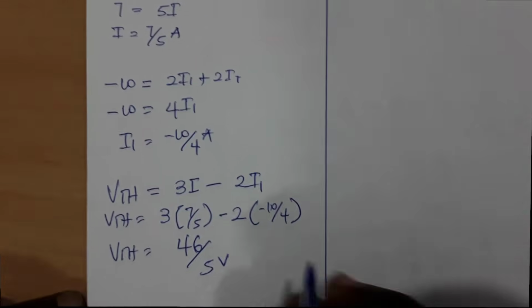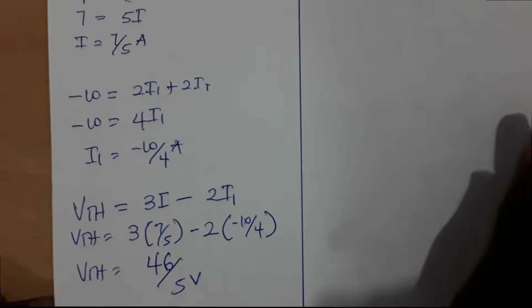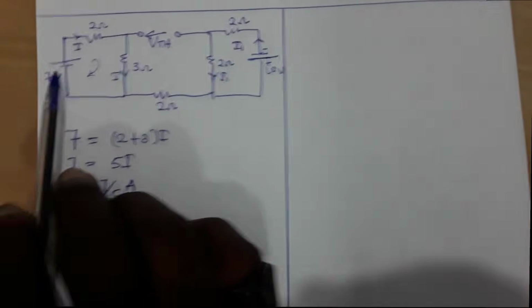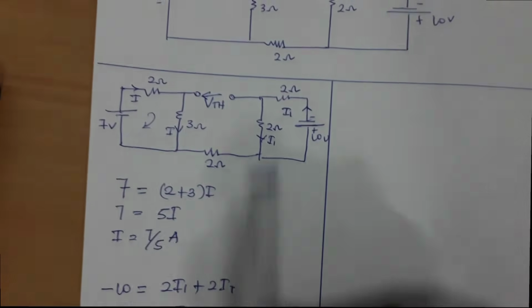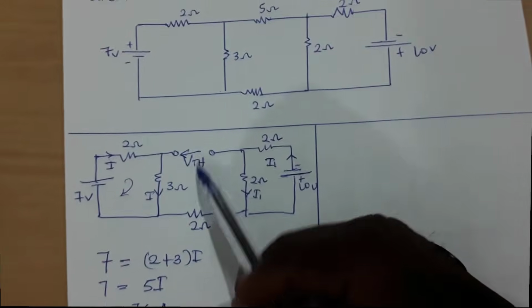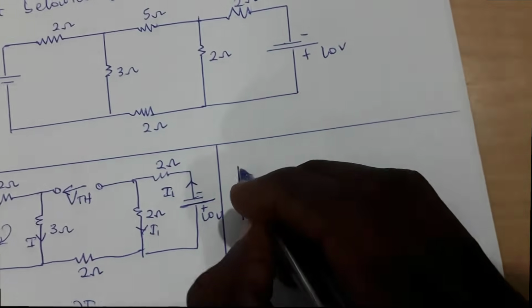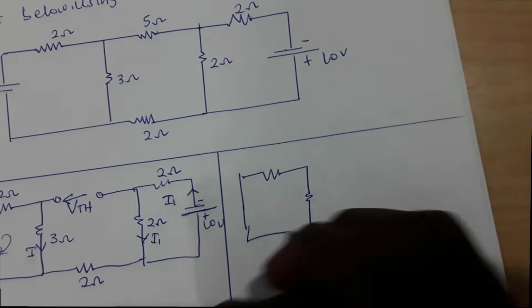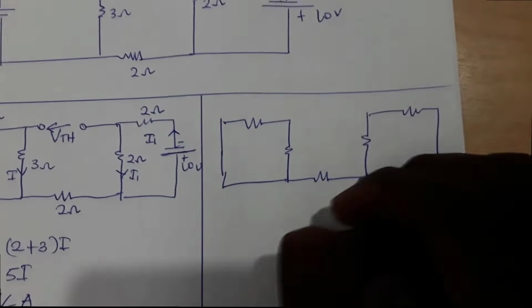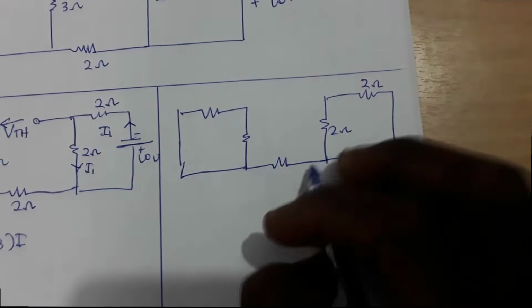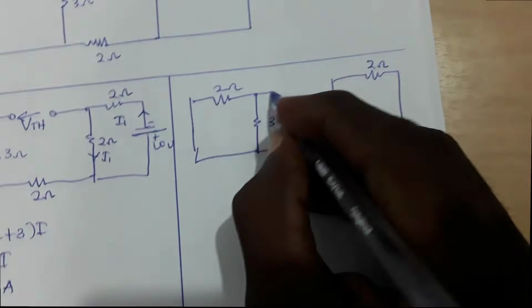So in Thevenin, after finding your VTH, the next step is to find your RTH, and in RTH we deactivate all the voltage sources. We short them because these are voltage sources, and we look through this terminal and find RTH. Okay, so this is how the circuit will look like after we short them. So here is our 2 ohm, 2 ohm, 2 ohm, 3 ohm, and another 2 ohm over here. And this is our terminal.